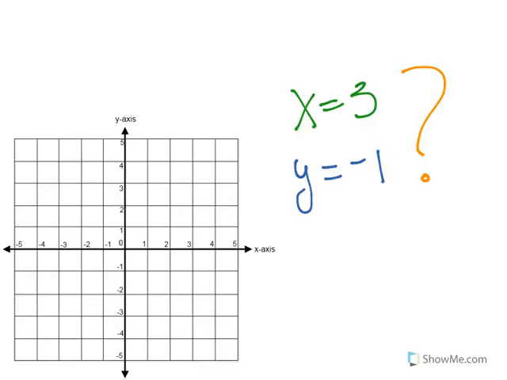What if you're given something like this, where it's not really an equation, it just tells you what one of the variables equals? That means that these are going to be straight lines, either vertically or horizontally. So let's look at this first one, where we have x equals 3. This means that no matter what your y value is, x is always going to equal 3.